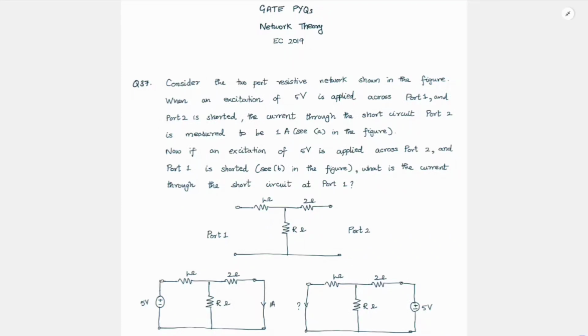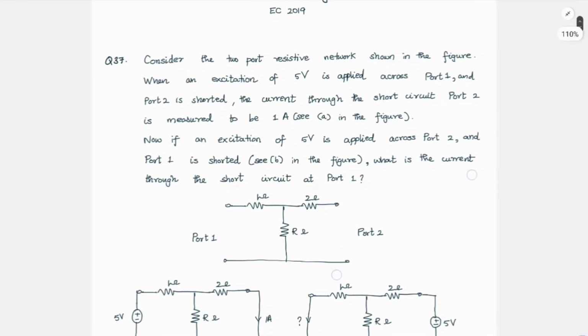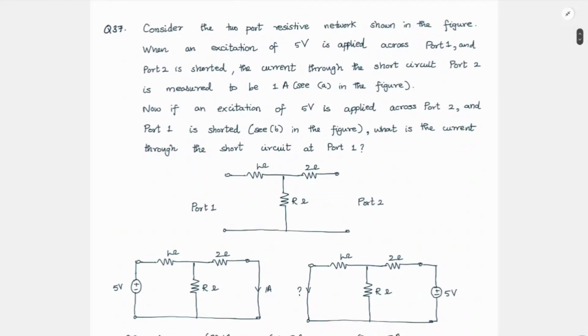Hello guys, welcome back. So here we have another question from GATE EC 2019 based on network theory. Consider the two-port resistive network shown in the figure. When an excitation of 5 volt is applied across port 1, and port 2 is shorted, the current through the short circuit port 2 is measured to be 1 ampere.